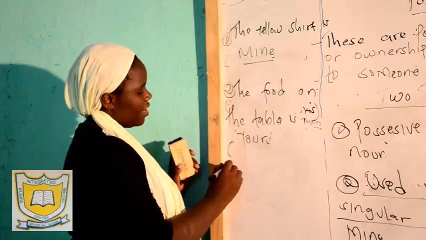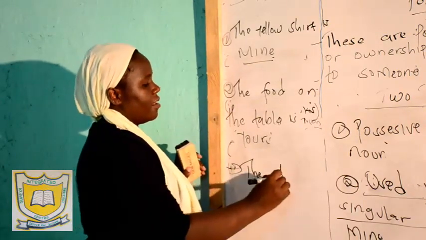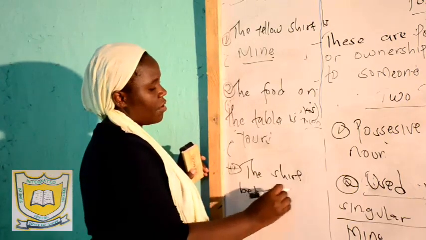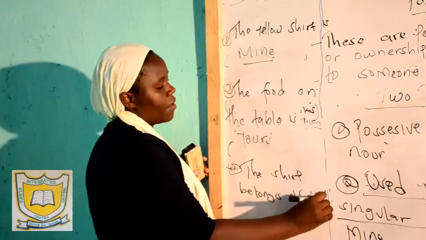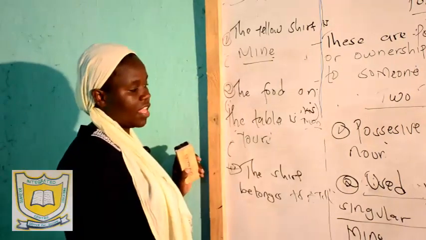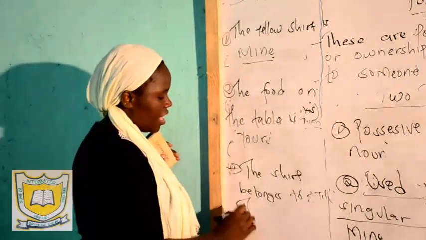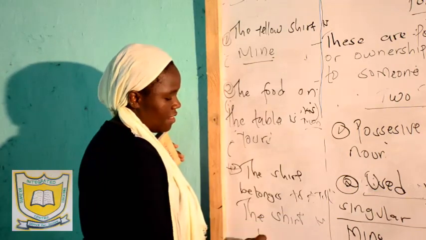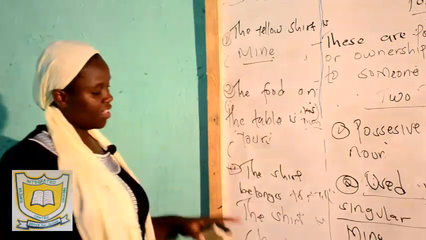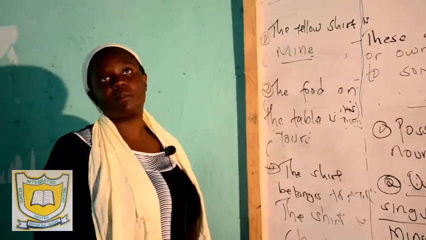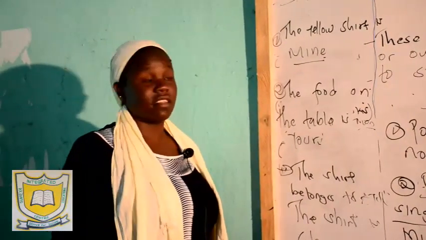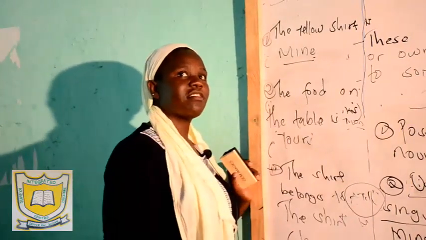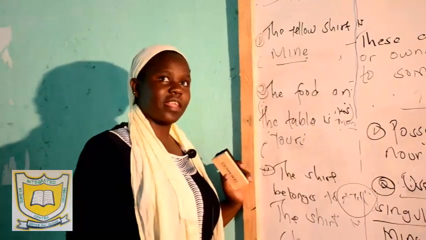Or you can say in a sentence, the shirt belongs to Ayub. Instead of saying the shirt belongs to Ayub, I'm going to say the shirt is his. His is the pronoun in the sentence. Now, his has been used to replace Ayub, which is a noun in the sentence.